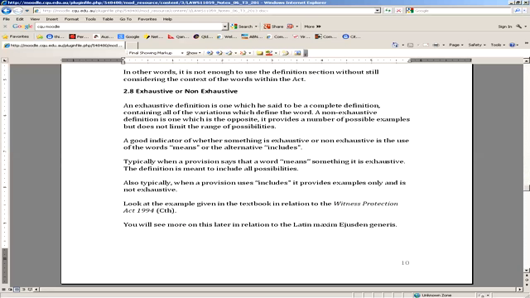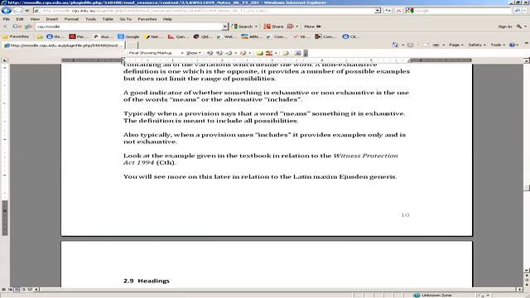So it's exhaustive in that sense. But in other areas, or other statutes, they may not be exhaustive. So where you see "means" or "includes", "means" is exhaustive, whereas "includes" is non-exhaustive. If something includes.